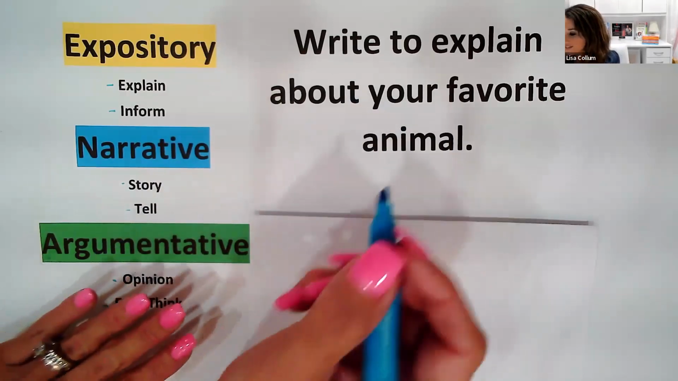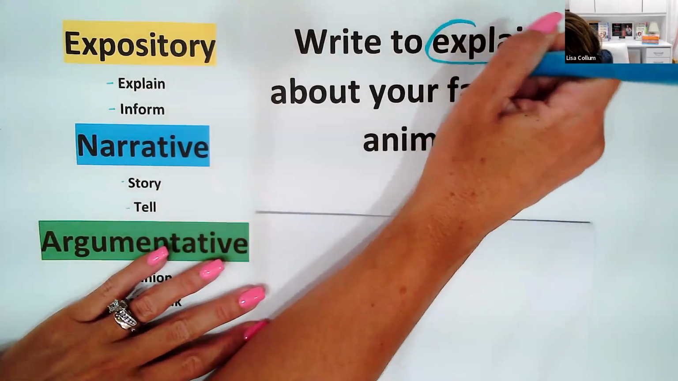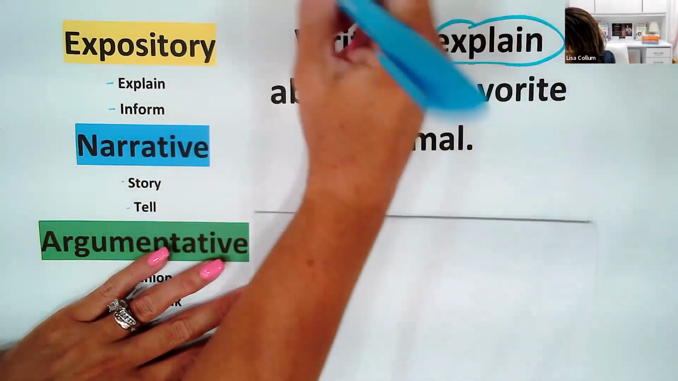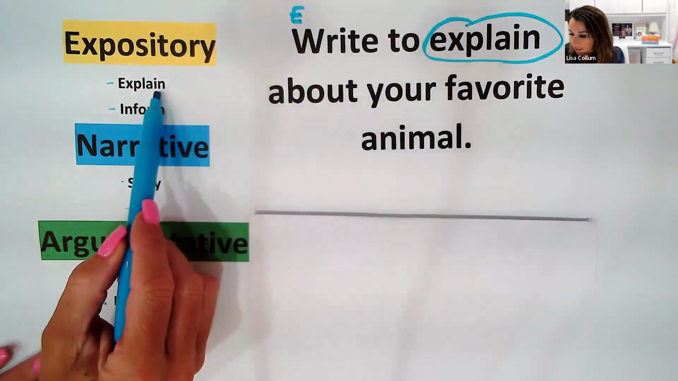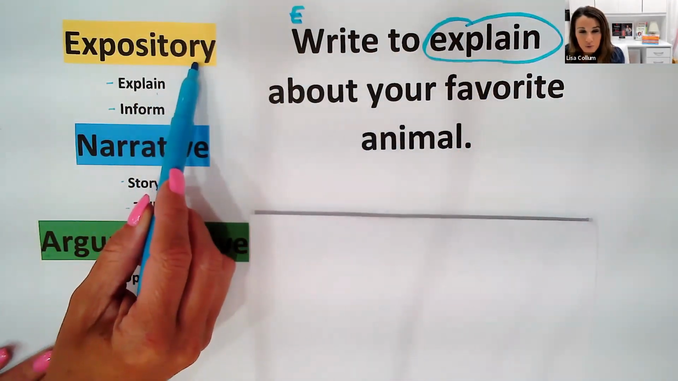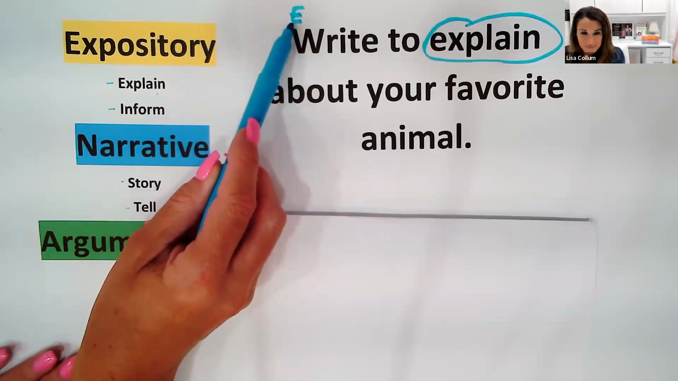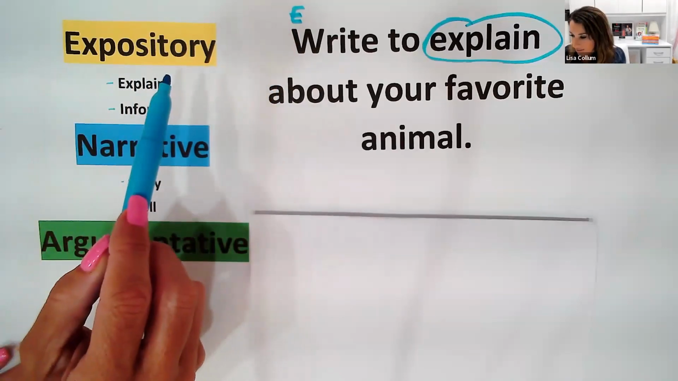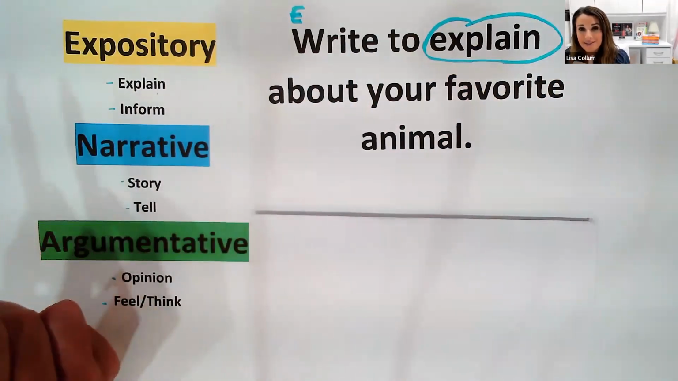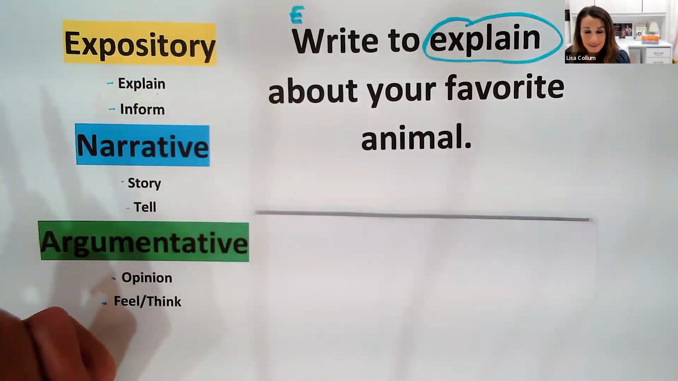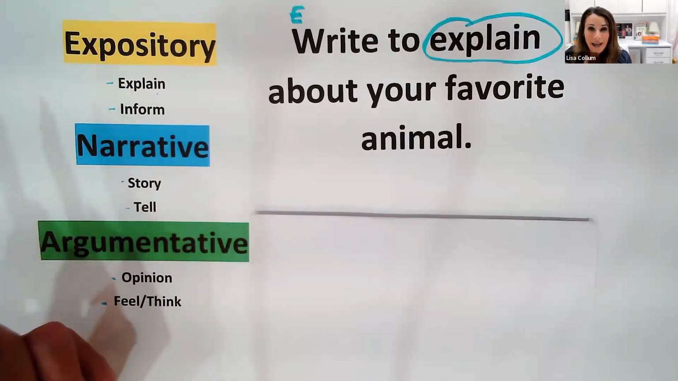You should have all said explain. So I'm going to circle it. And I'm going to write an E up here for expository, because the keyword is explain, I know I'm writing an expository essay. That means that I'm writing an expository essay that explains about my favorite animal. So if I pick a dog, my essay is just going to explain about a dog. That's what I'm going to write about.